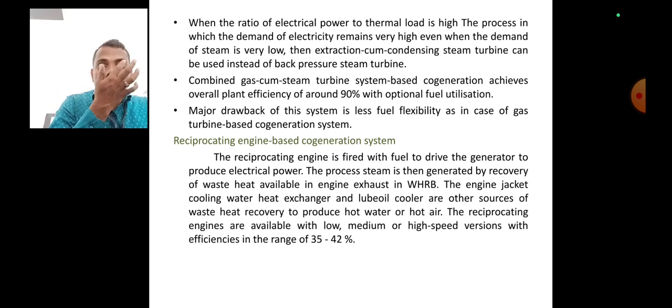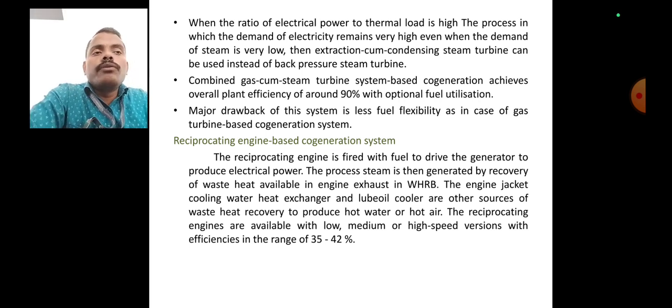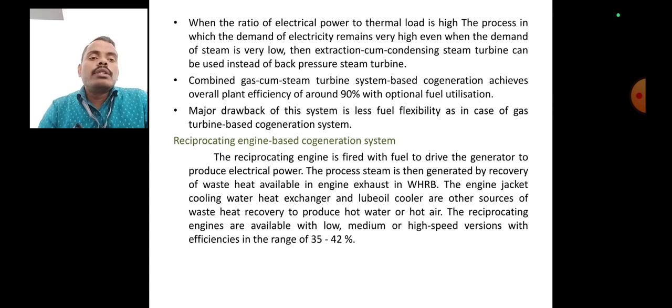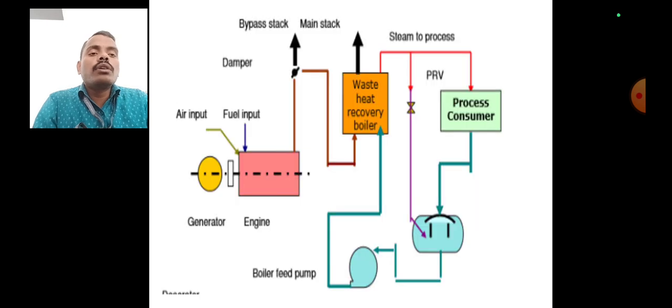Next is the reciprocating engine based cogeneration system. Reciprocating based means some power plants use a reciprocating engine for power generation. In a reciprocating based cogeneration system, the reciprocating engine normally has an efficiency of 35 to 42%. We increase the efficiency by utilizing the waste heat rejected in the flue gas and the radiator of the engine, increasing the efficiency of the overall plant.